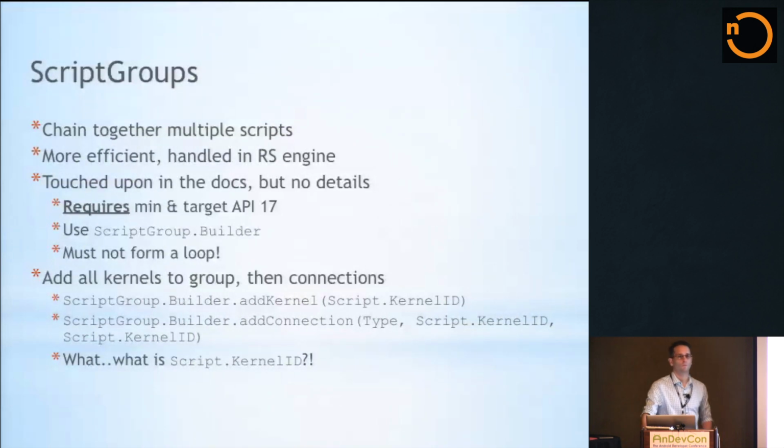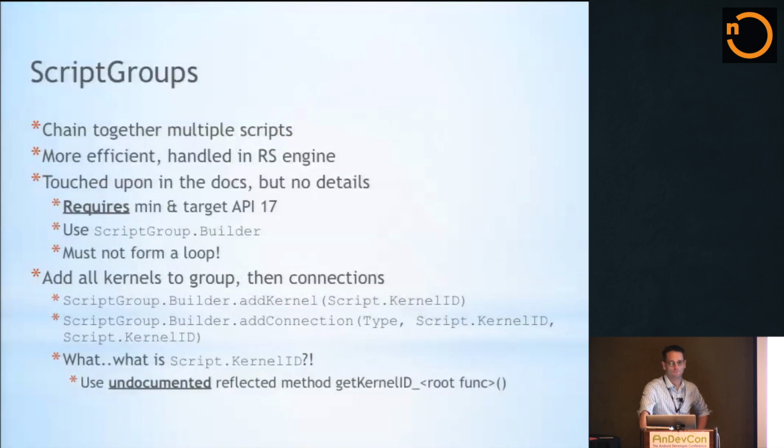And you're going, whoa, whoa, whoa. We've talked about root functions. We've talked about all kinds of other things. What in the heck is kernel ID? You're not going to find any information about that either. It's an undocumented, reflected method called getKernelID on your specific root function. You have to use a special attribute in your code to define it as a root function. You can't use just the default root. It won't work. It won't automatically generate you one. So, I touch on that here in just a second with this attribute. But once you do that, you can get this kernel ID, and now you can patch these things together.